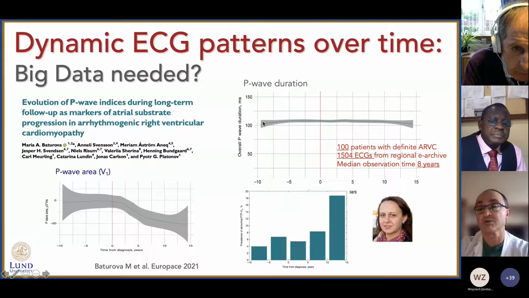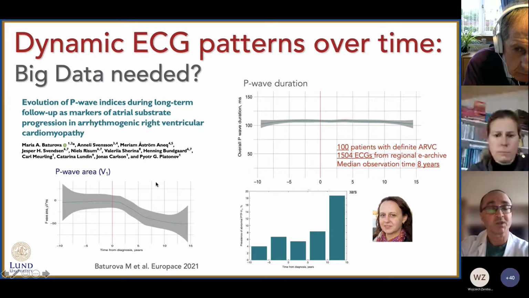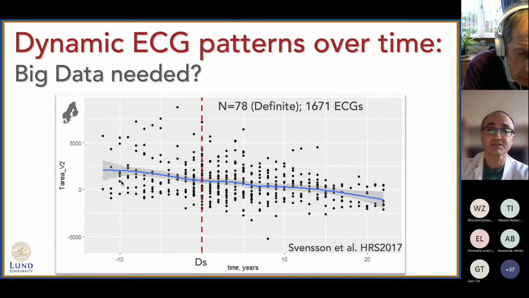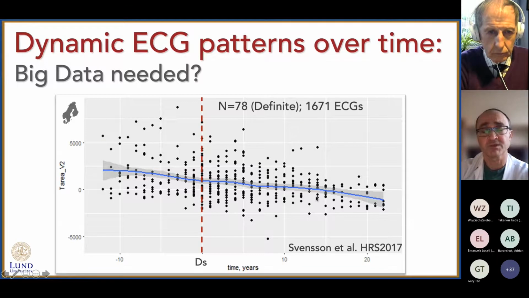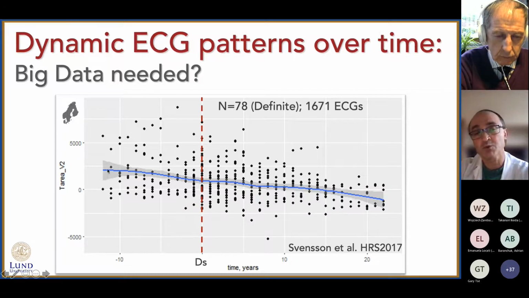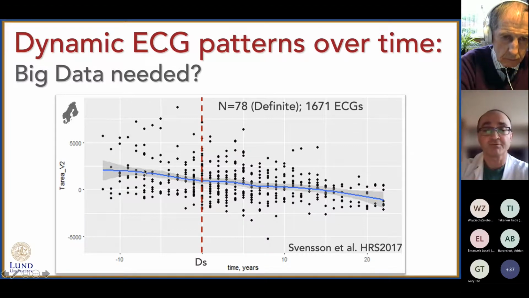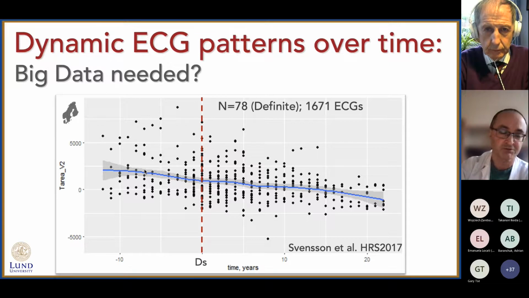For some variables, like P-wave duration, we did not observe much of a difference. For some of them, like the prevalence of P-wave terminal force, we observed that it was a late manifestation of the disease, similarly to the P-wave area that we observed here. In 2017, we presented our first experience with a small data set of only 78 patients at the Heart Rhythm Society in the US, where we had 1,600 ECGs and looked at what happened with, for example, T-wave area in V1 before the diagnosis. We documented that years before the diagnosis is set, the T-wave becomes smaller and flatter, with T-wave area reduced, suggesting that there is a concealed phase of the disease that we're not yet capable of detecting using the criteria we have.